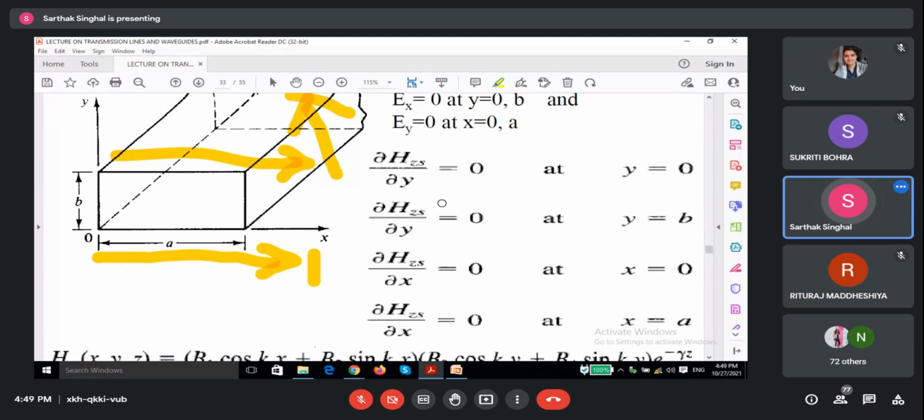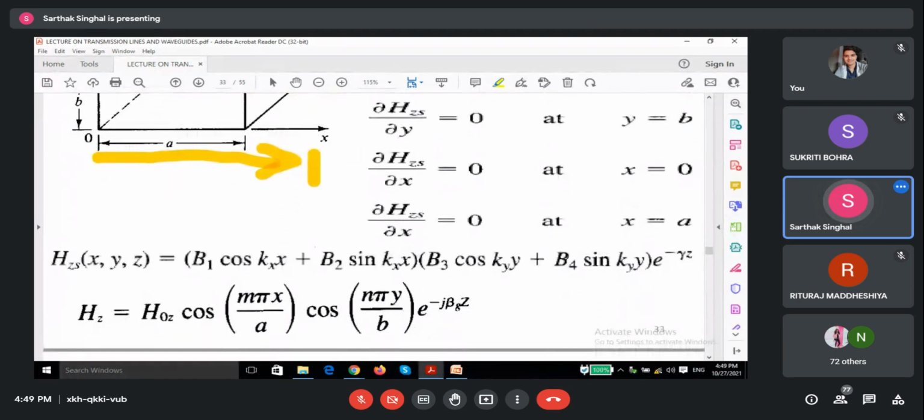And what about the magnetic field component variations? So for the magnetic field component, the derivatives of Hz with respect to y and x will also be 0, right?